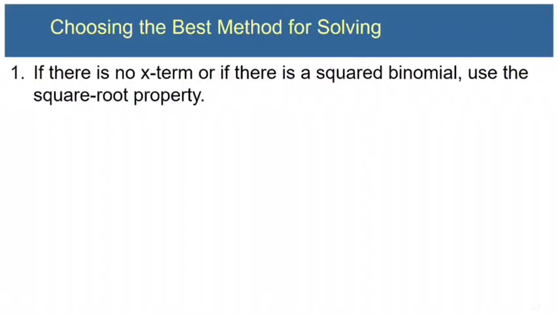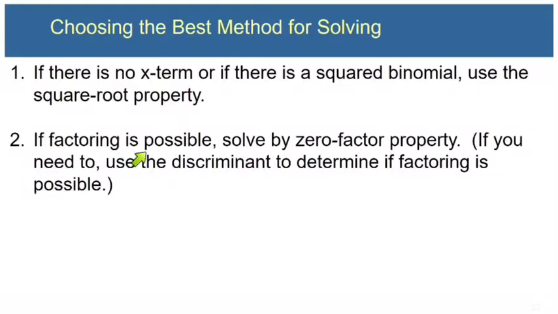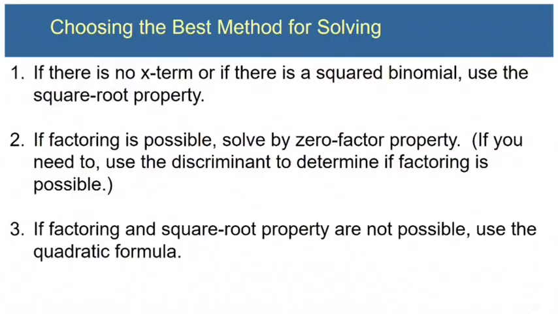So first of all, if there is no x term, or if there is a squared binomial, you know that that's a job for the square root property. If factoring is possible, then solve by the zero factor property. And if you need to, you can use the discriminant to determine if factoring is even possible. If factoring and square root property are not possible, then you can use the quadratic formula. And that's how it goes.